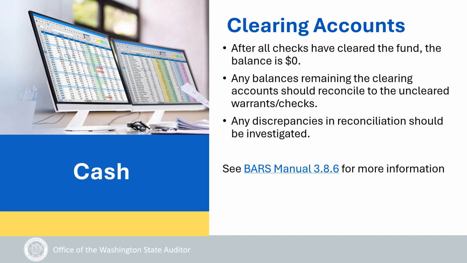These funds also function under the expectation that the clearing funds will have $0 balances after all checks and warrants are cleared. When a government is reconciling, if there is still an outstanding balance in these accounts, they should be evaluated and it should be determined why there's a reconciling item for these funds and what exactly it is. There's a page dedicated to these account types in our accounting manual located in section 3.8.6 in case you're looking for more details.